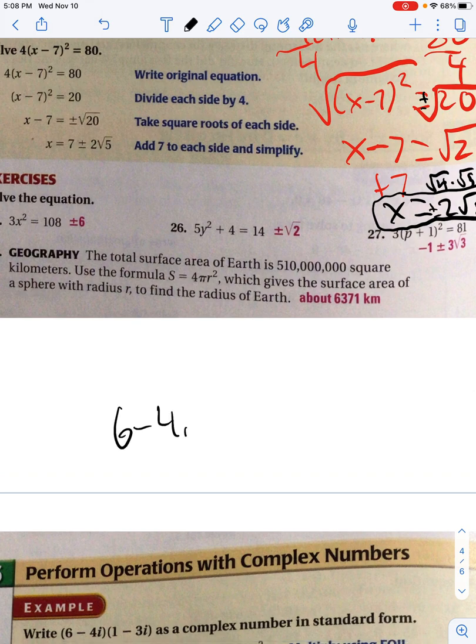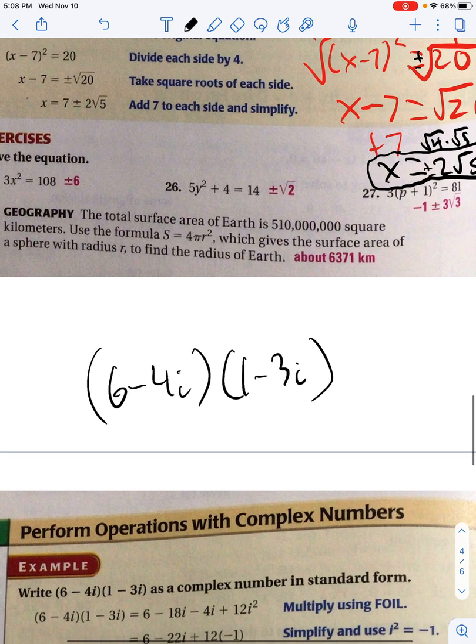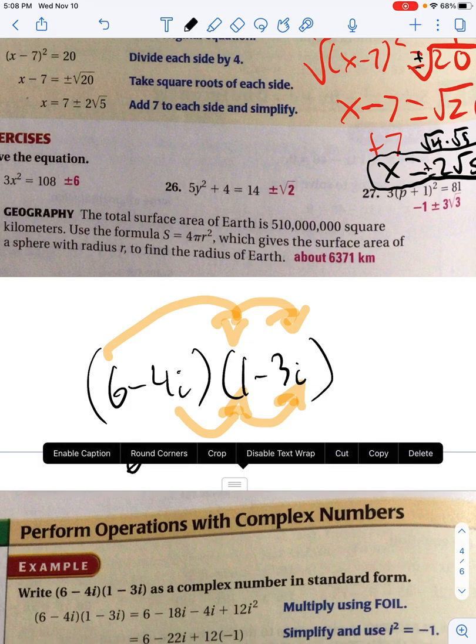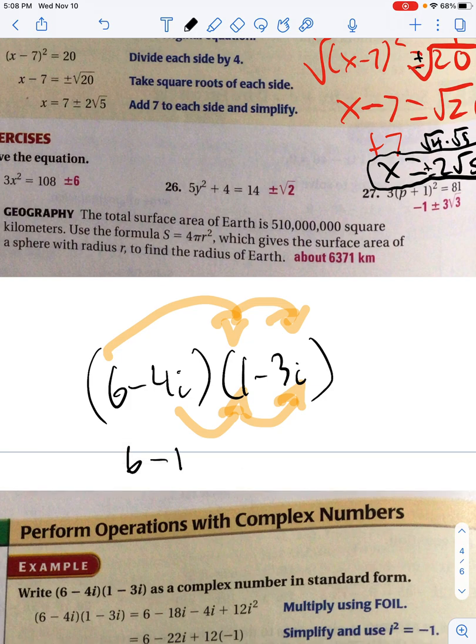So we are going to do 6 minus 4i times 1 minus 3i. So we're going to multiply it. Take my first term, multiply it by both terms. Take my second term, multiply it by both terms. 6 times 1 is 6. 6 times negative 3i is negative 18i. Negative 4i times 1 is negative 4i. And this is the important part: negative 4i times negative 3i is positive 12i squared.